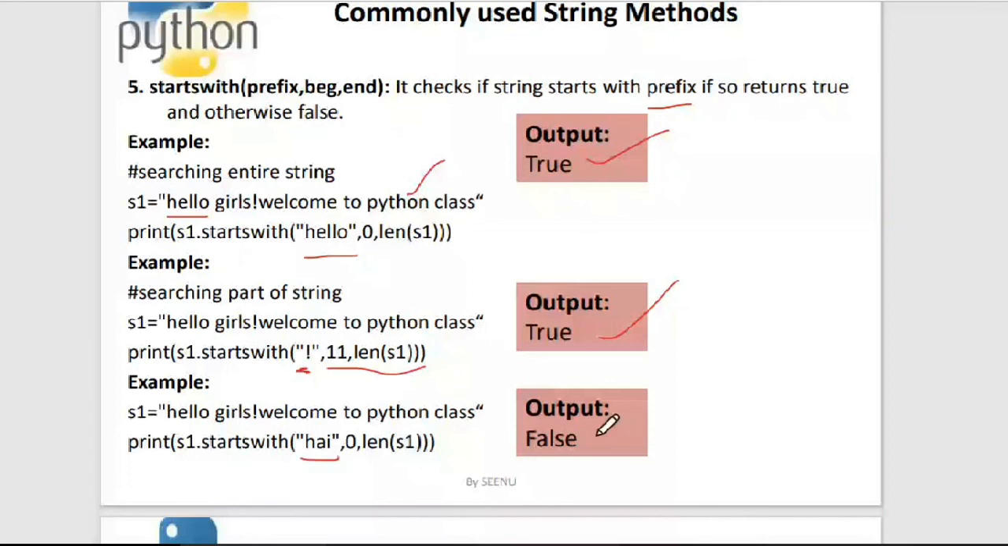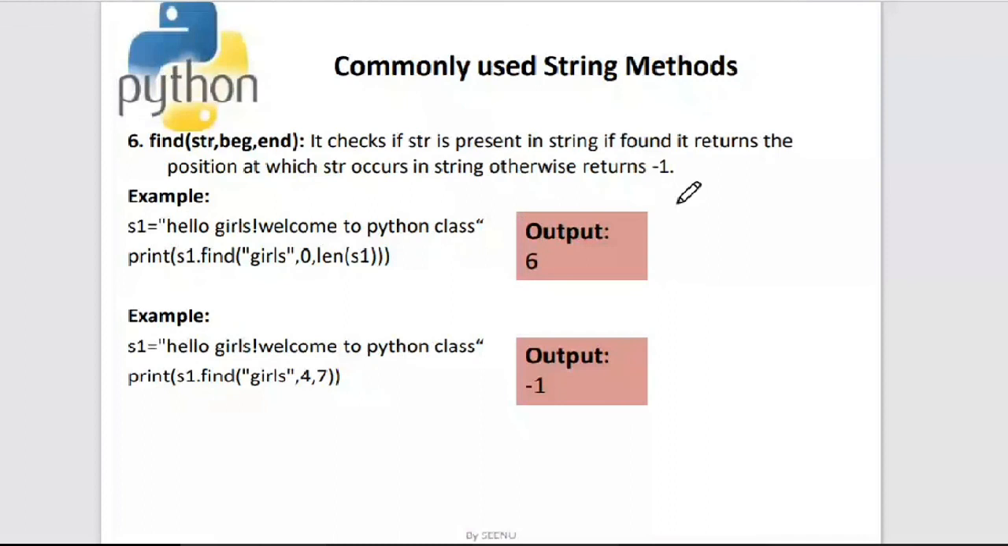And the next method is the find method. This is the most useful method for you. The find method will take the string and also the range over here. It checks if str is present in the string. If found, it returns the position at which str occurs in the string. Otherwise it returns -1. So what does -1 mean? -1 means not found.